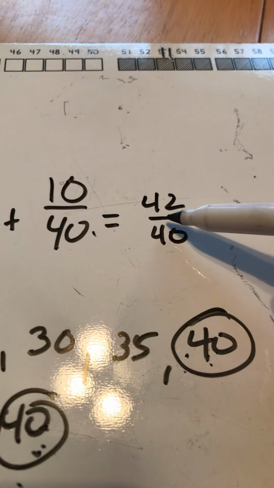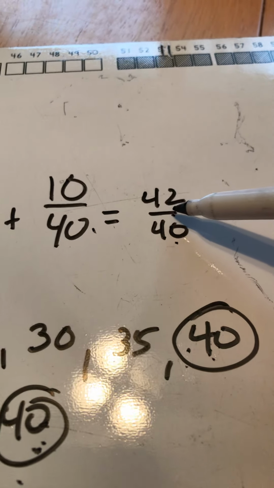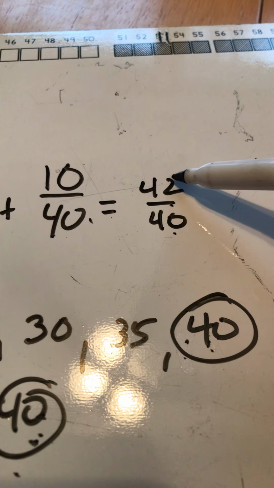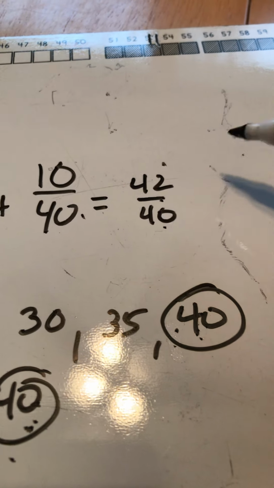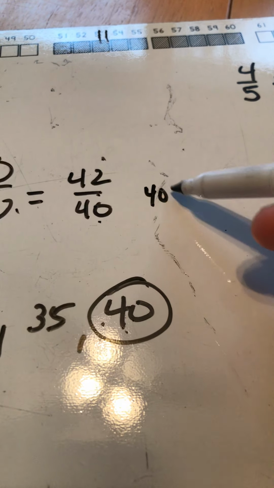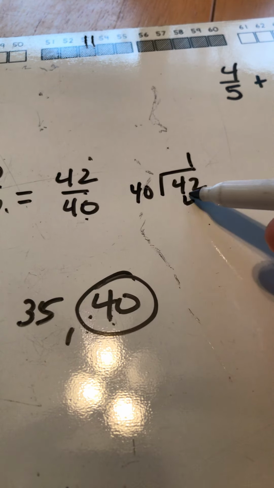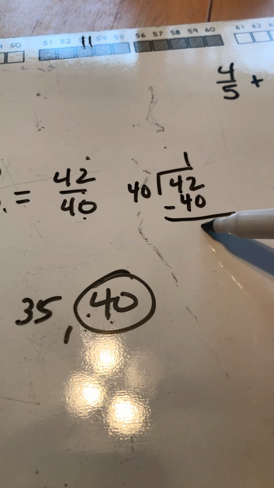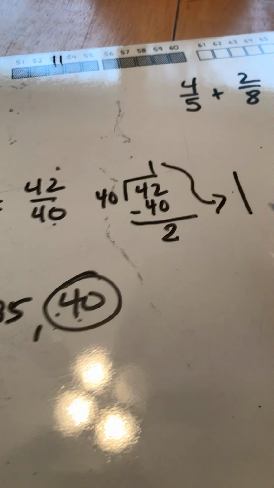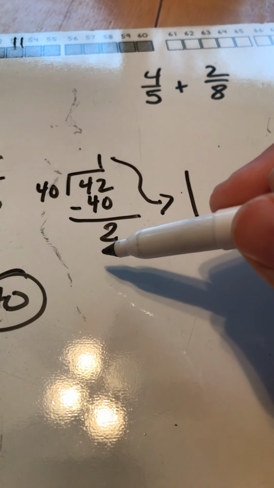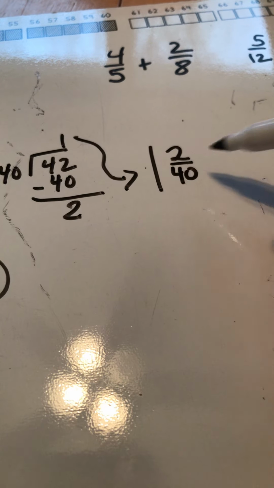So we should notice that this is not only non-lowest terms, it's also an improper fraction. And it's improper because the numerator is larger than the denominator. So what we're going to have to do is divide the denominator into the numerator. And it goes in there once. 1 times 40 is 40. We subtract and get 2, right? So this 1 comes down, becomes our whole number. This 2 here, our remainder, becomes our new numerator, and 40 remains our denominator.